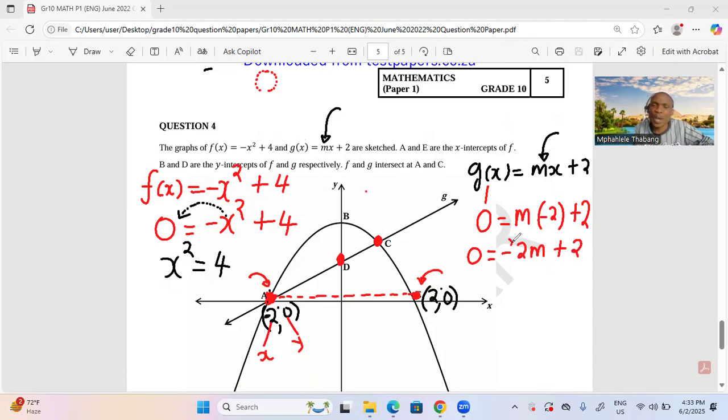Take -2m to the left-hand side. 2m equals 2. Divide both sides by 2. m equals 1. So you found the value of m, which is actually the gradient of the straight line g. m represents the gradient. Hopefully, you are following.